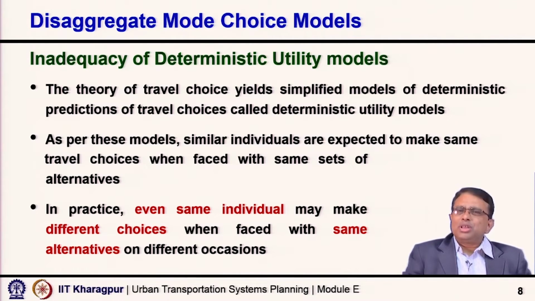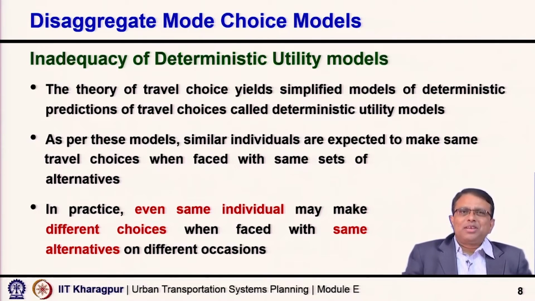As per this model, similar individuals are expected to make the same travel choice when faced with same sets of alternatives, because let us take the example we discussed now, all we are taking is the income of a person. So, any individual facing the same three choices and having same income, their choices should not be different, they should all select the same option.